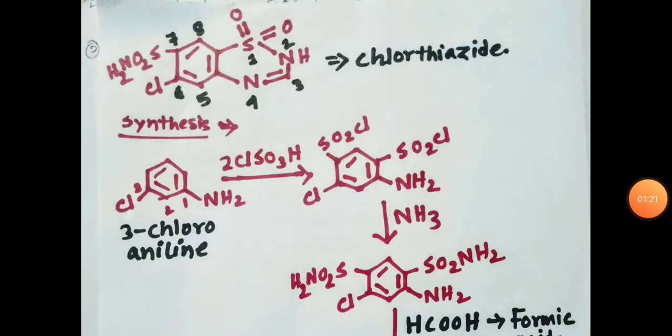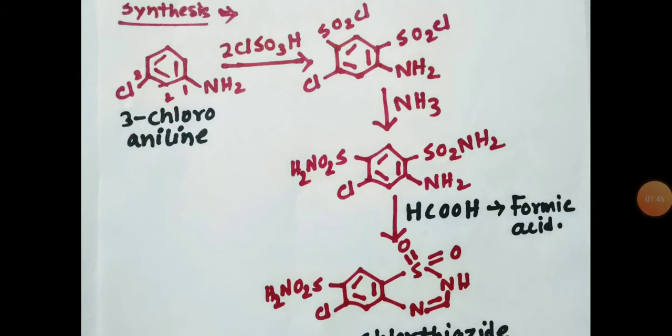So, synthesis of chlorothiazide. Here, numbering starts from the sulfur atom, then it continues, and in the sixth position there is a chlorine atom, and in the 7 position an SO2NH2 group is present. In the synthesis of chlorothiazide, the starting material is 3-chloroaniline. Here in the third position there is chlorine, so it is 3-chloro, and as we know, benzene with an NH2 group is known as aniline, so it is 3-chloroaniline.